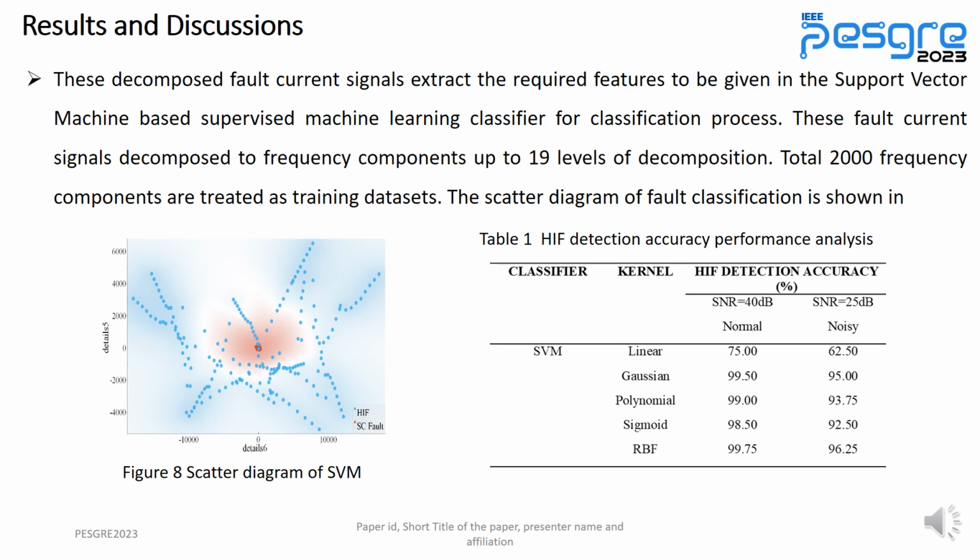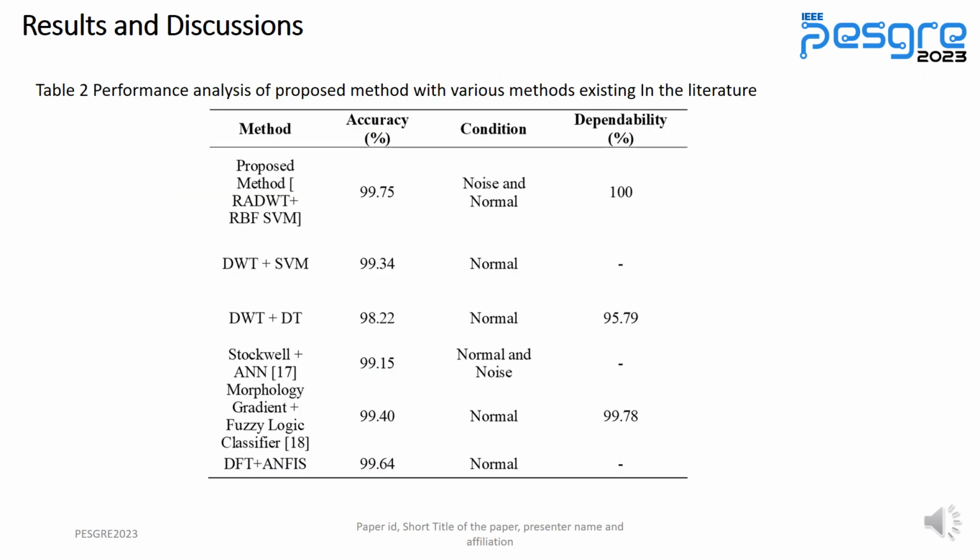We use an SVM classifier with different kernel functions, like linear kernel function, Gaussian kernel function, polynomial kernel function, sigmoid kernel function, and RBF kernel function. We can see that particularly with the radial basis function, the detection accuracy is very high at 99.75%. We also introduced noisy conditions, like SNR equal to 25 dB. Even under noisy conditions, we got high accuracy.